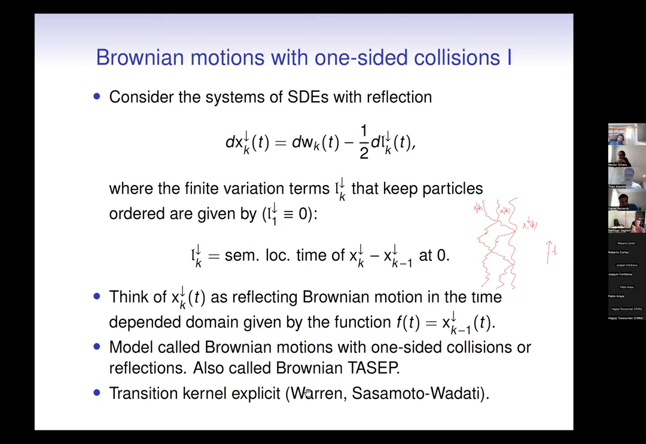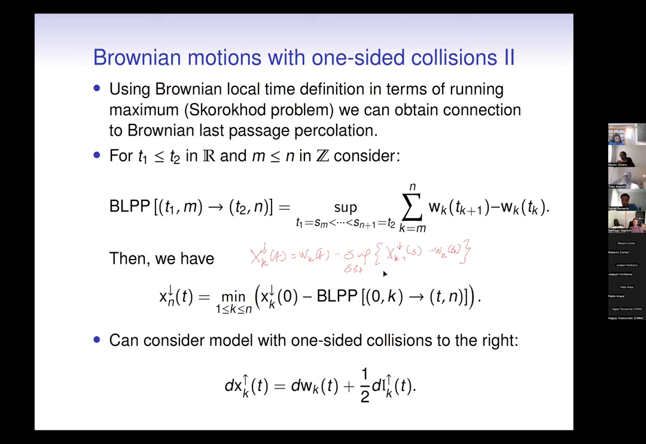I'm not giving you a formula here. It's not as nice. Actually, it's more involved than for Dyson Brownian motion. This was the paper by John Warren where he gets a formula for it, but it also appears in an earlier paper by Sasamoto and Wadati. Okay, so the next thing is, I'm not going to discuss it almost at all, but there's another model called Brownian last passage percolation, which is very closely related to the one I just described.